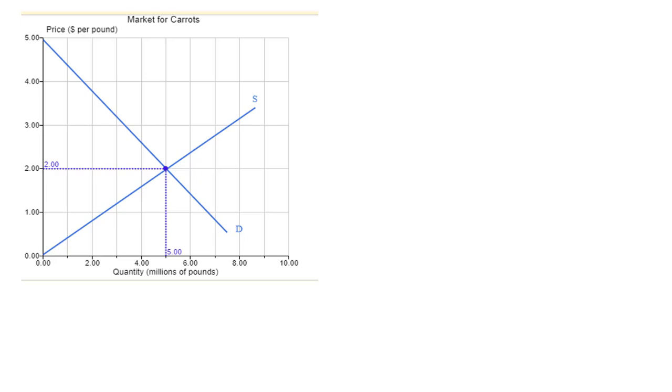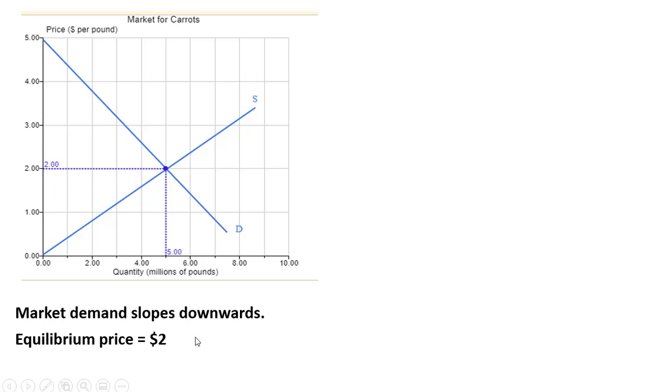So let's look at the main graphs in this market structure. This is a perfectly competitive market here for carrots. There's a downward sloping demand curve and an upward sloping supply curve for carrots. And as we learned before, equilibrium occurs where quantity demanded equals quantity supplied, and that's at 5 million pounds of carrots. And the price per pound, the equilibrium price, is $2. So the market demand slopes downwards. The equilibrium price is $2, and the equilibrium quantity is 5 million pounds.